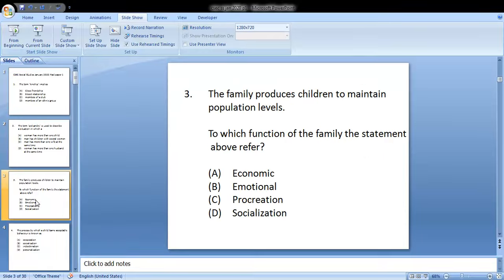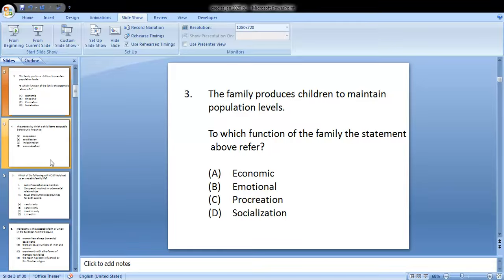Let's go on to number 3. It says, the family produces children to maintain population levels. To which function of the family does the statement above refer? A, economic, B, emotional, C, procreation, or D, socialization. We know our answer is C, procreation, so that the family can continue to be in existence. So C, when each family produces children.